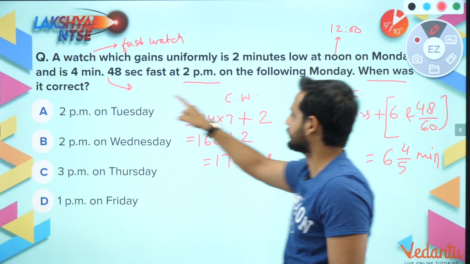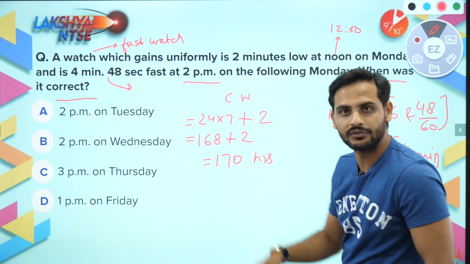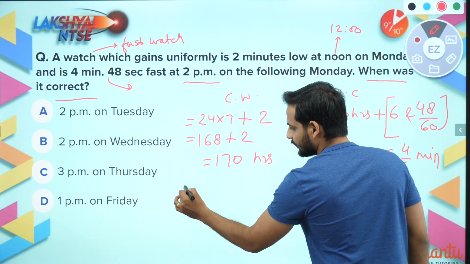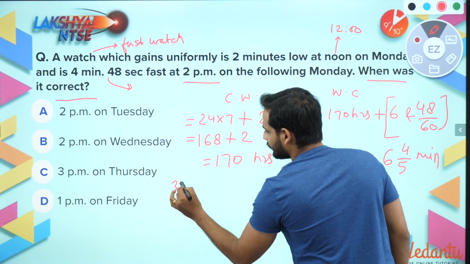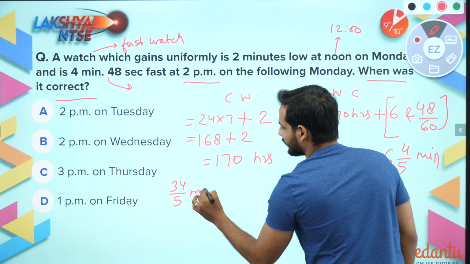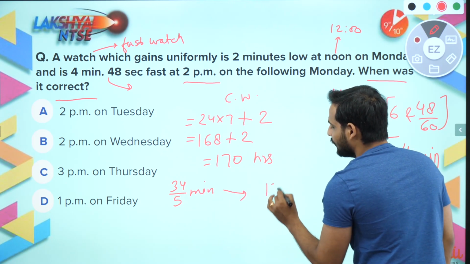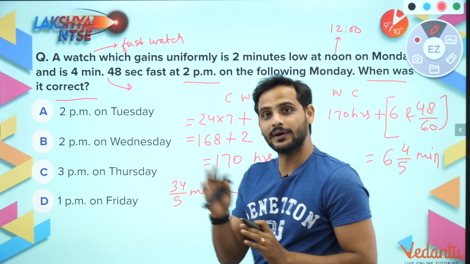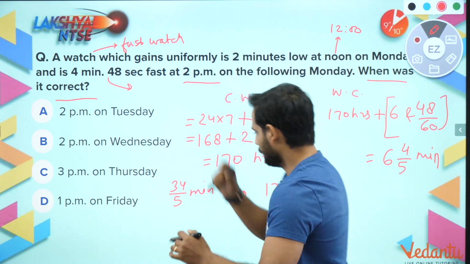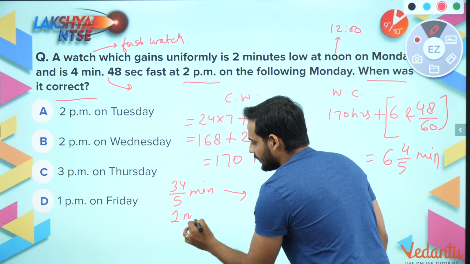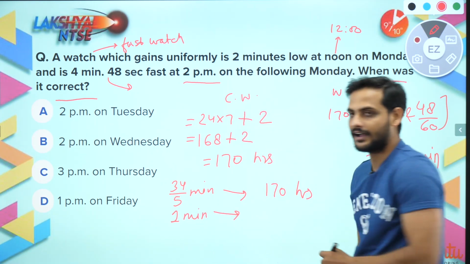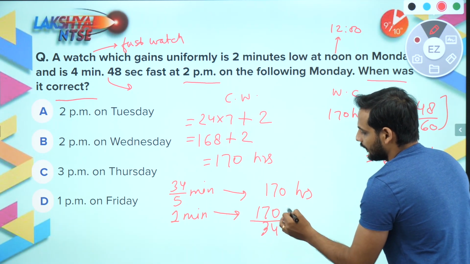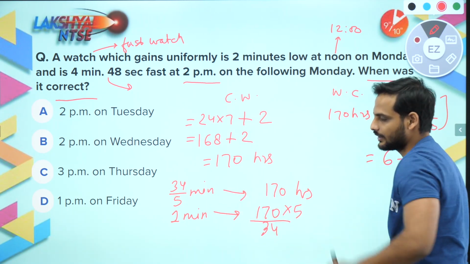Now I realize they are asking when was the correct time. So we'll write it the opposite way. What I will say is, sir, the watch gains 34 by 5 minutes extra in 170 hours. So 1 minute extra it will gain in how much time? Sir, 1 minute extra it will gain in 170 by 34 into 5. By this I have shifted into division.